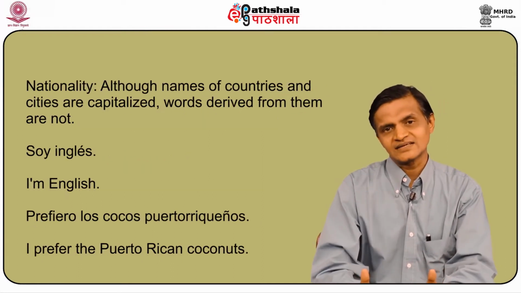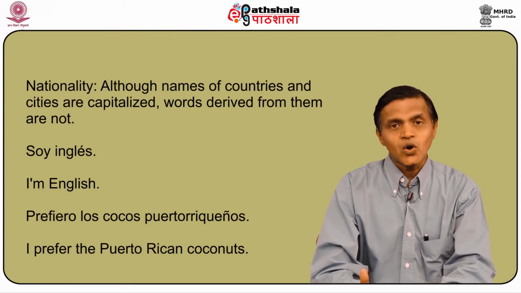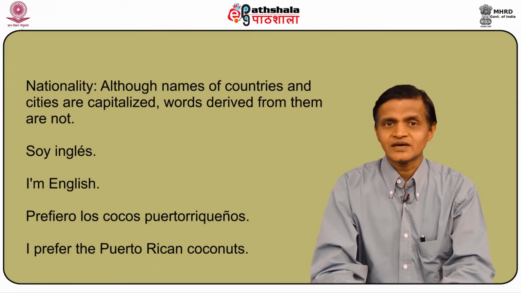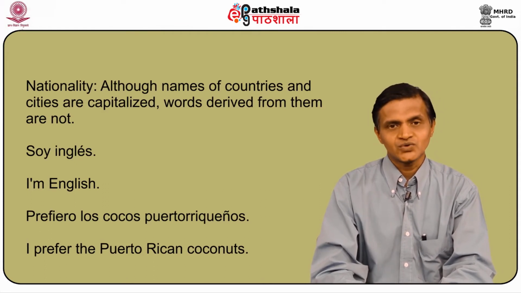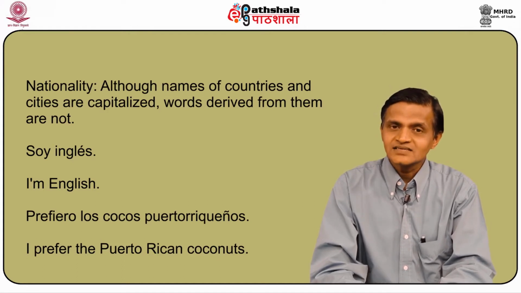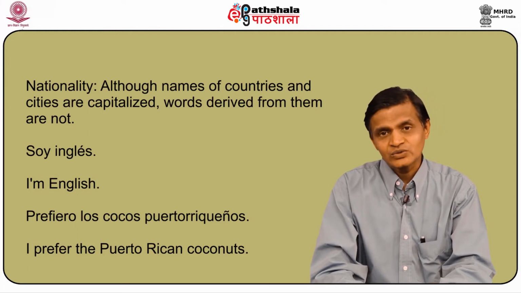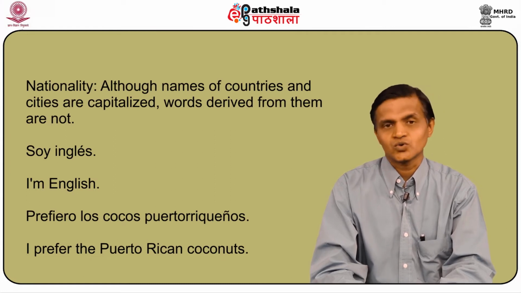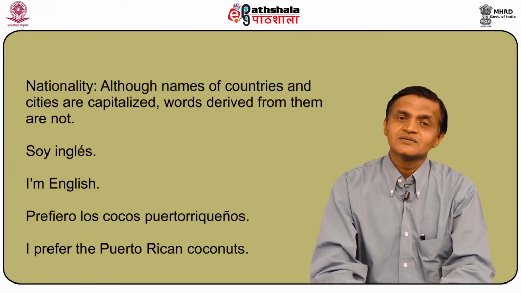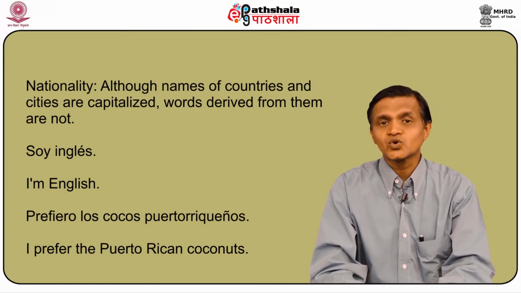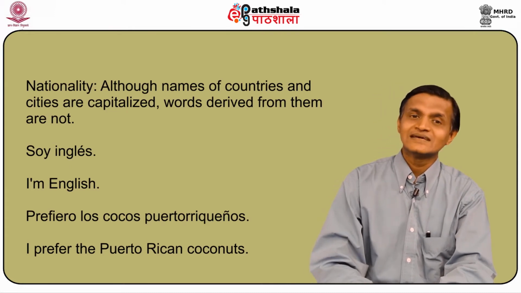When we talk about nationality, we have to be very careful that although the names of countries and cities are capitalized, the words derived from them are not. So, for example, soy inglés, I'm English, prefiero los cocos puertorriqueños, I prefer the Puerto Rican coconuts, all have the minúsculas or the small case. Soy inglés, I in small, I'm English. Prefiero los cocos puertorriqueños, I prefer the Puerto Rican coconuts. Puertorriqueños is in small.